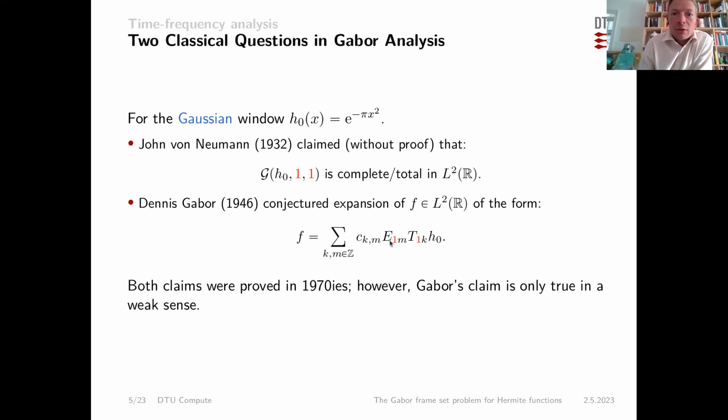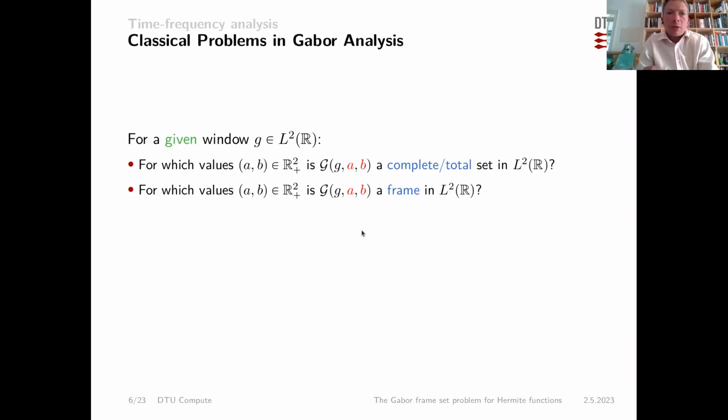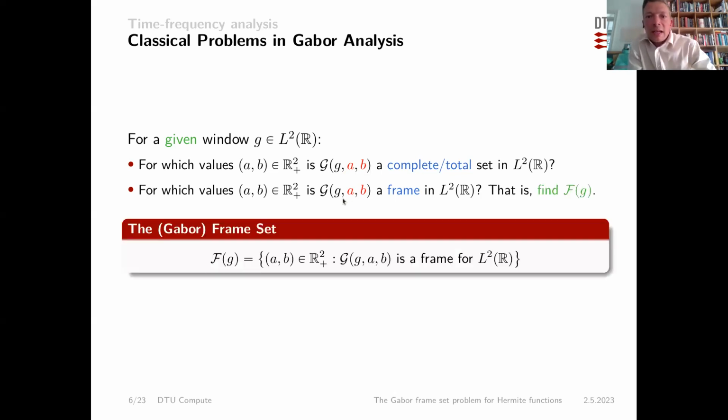And right, so here A and B, if you don't remember, these are exactly the modulation parameter B and the translation parameter A. All right, but the question that we formulate here is that we always fix the window G, an L2 function, and then we ask for which pairs A and B, which we consider to be positive real numbers, so they are points in R2 plus. You can ask whether the Gabor system generated by that function is complete in L2, and you can ask the same thing for frames. And it's the second problem we're interested in today.